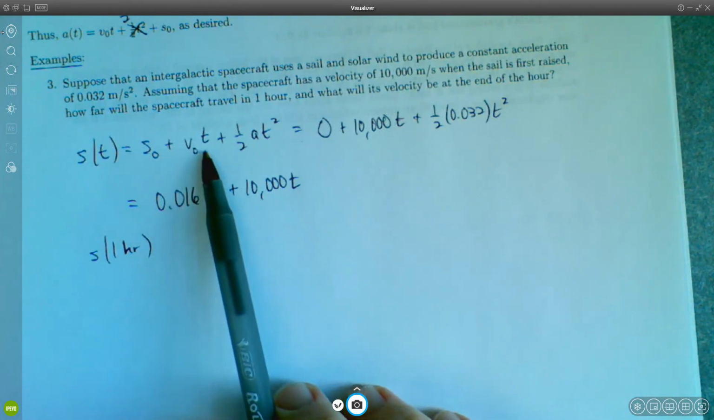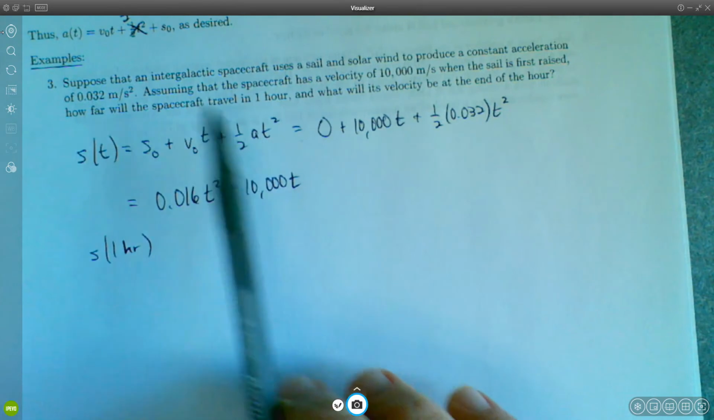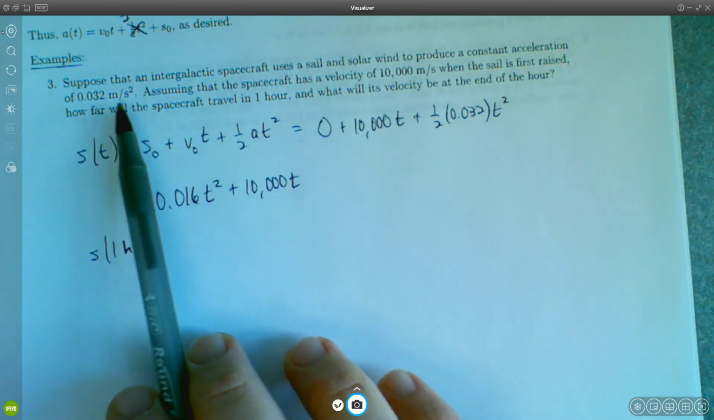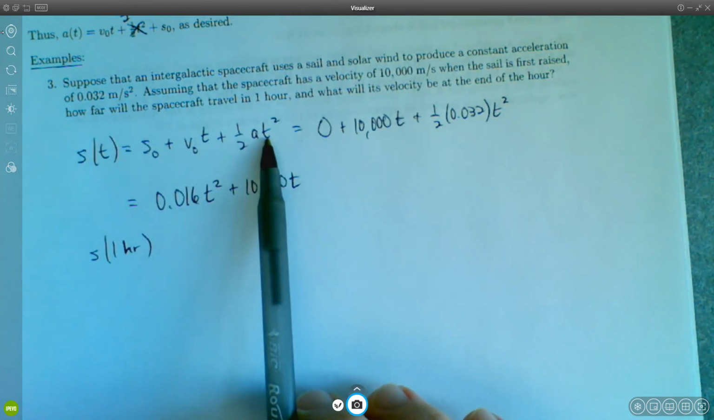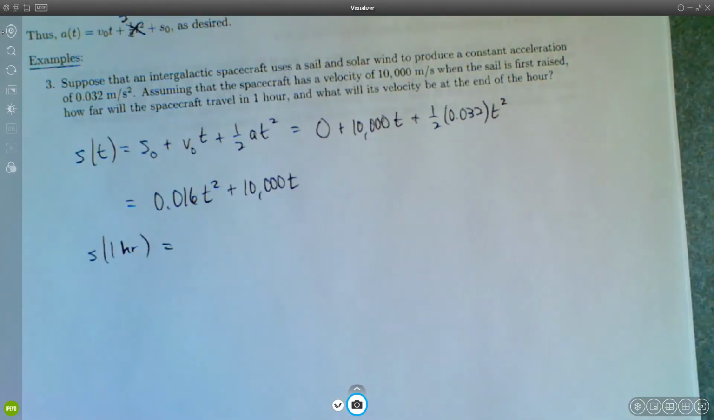T here, though, is in meters. Sorry, the acceleration was given in meters per second squared. So t here is in seconds, right? T is in seconds. So we can't plug in 1 hour. We have to plug in something in terms of seconds. So how many seconds are in an hour? Well, there are 60 seconds in a minute, and then 60 minutes in an hour. 60 times 60 is 3,600.